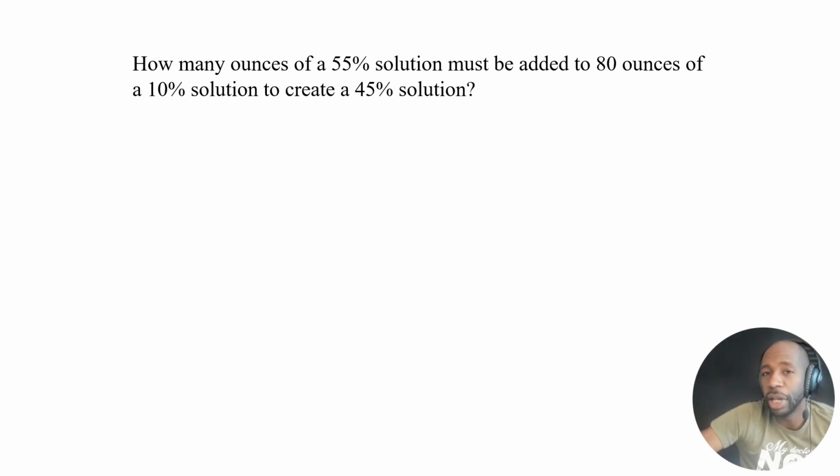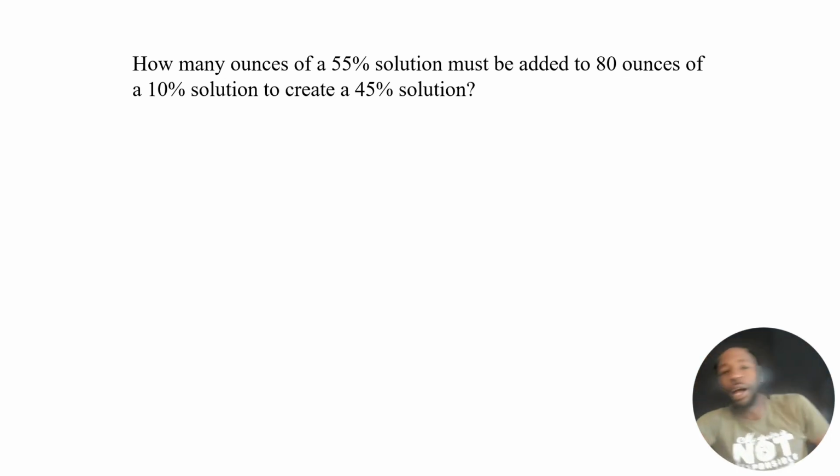I used to get intimidated by these kinds of problems, but now I get it. This is why it's so important to understand what they call signal words, math words, to create an equation out of what you are reading. So this says how many ounces, so that means we don't know how many ounces yet. How many ounces of a 55% solution?